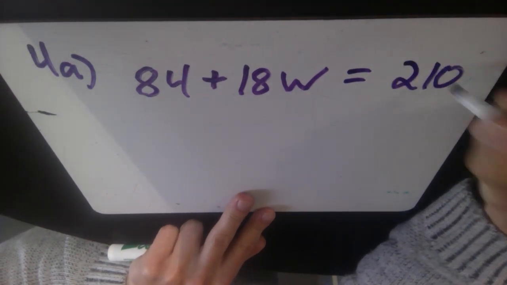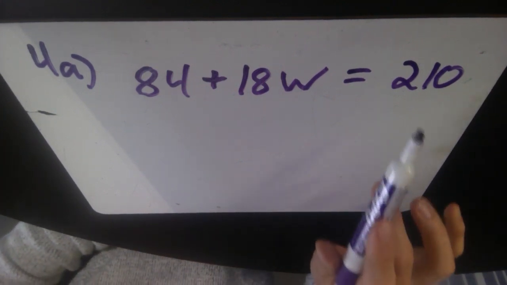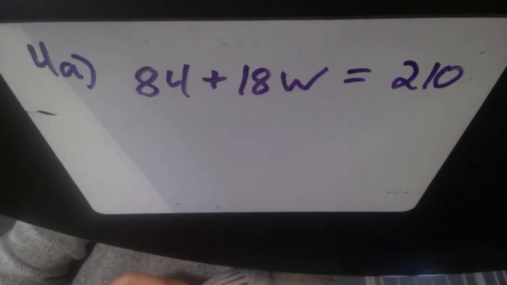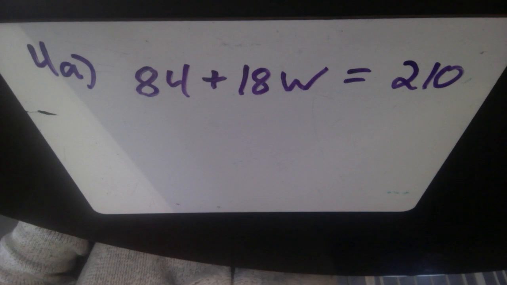So imagine yourself wanting to save up for something that costs you $210. We're going to figure out how many weeks that is going to take us. That is how we set up this equation. So there's 1 mark there for setting up the equation.